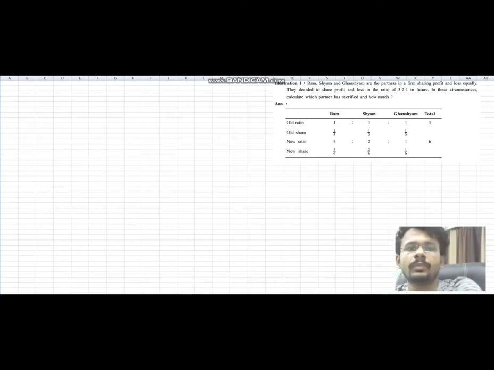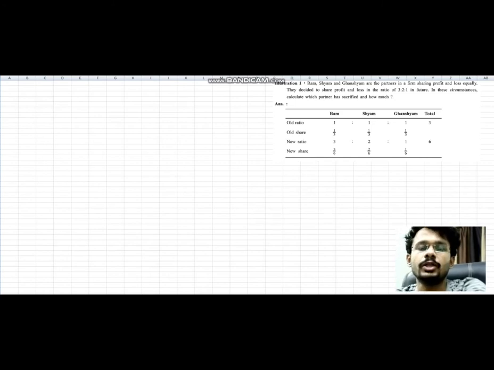I hope this is getting clear to everybody. So let us look at the example, friends. We had already discussed what is sacrificing ratio, what is gain ratio. Sacrificing ratio is equal to old ratio minus new ratio. Gain ratio is equal to new ratio minus old ratio. Now let us discuss further, friends. Let us see illustration 1. See, there are three partners, Ram, Shyam and Ghanshyam, R, S and G.